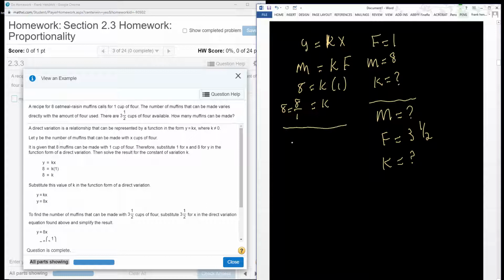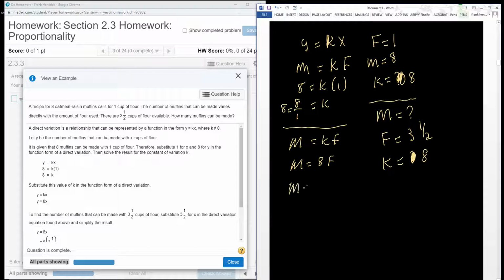Our equation is going to look something like this: M is equal to KF. Now K is 8. So that's our equation. And they want to know, now that we know K, this is no longer unknown. This is 8, and that's 8.